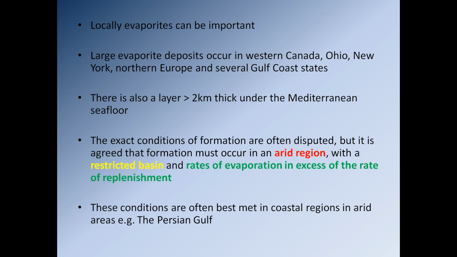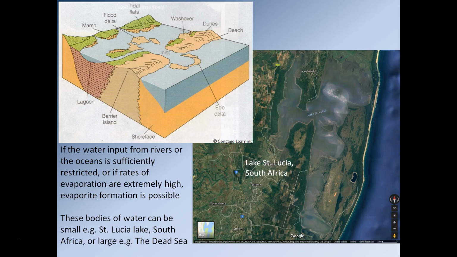And so that will lead to a net loss. And over time, you will essentially begin to increase the salinity of the water within your basin, and eventually you'll reach a point where you'll start to deposit evaporite minerals. And these conditions are best met in coastal regions and arid areas. For instance, the Persian Gulf is a really good location for looking for modern day evaporite deposits.